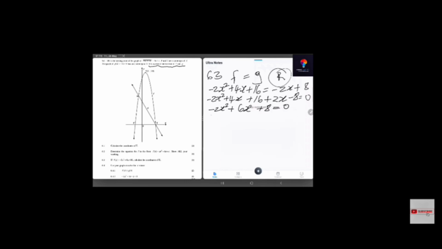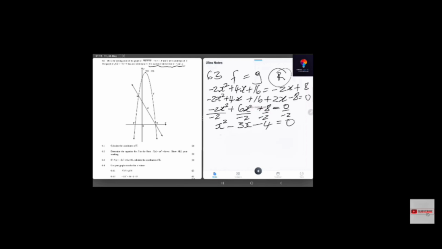For us to eliminate a lot of things, we're going to divide everything by minus 2, which is going to give us x squared minus 3x minus 4, and 0 divided by any number is going to give us 0.